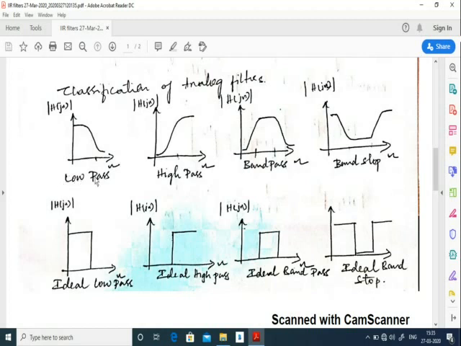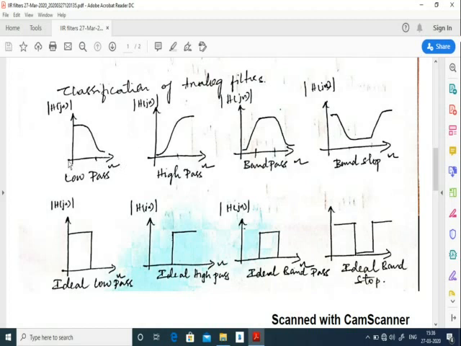A low pass filter, as the name itself suggests, will pass all the signals which are within the cutoff limit. Say for example, if I consider this as a cutoff point, it will allow all the frequencies right from 0 till here, and it will attenuate or cut off all the frequencies which fall above this. That's what we mean by low pass filter.